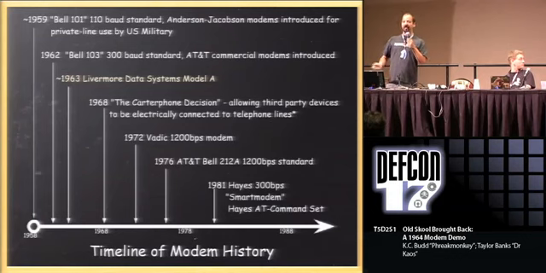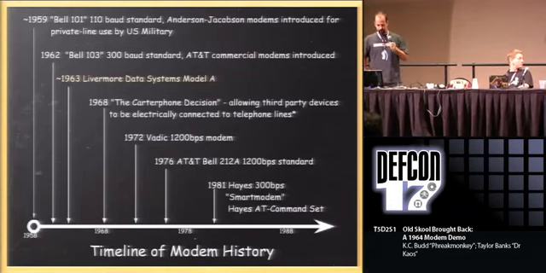So despite the fact that there were 75 baud teletype machines prior to that, there were 110 baud Anderson-Jacobson modems prior to that. The first modems that you could buy to use on a phone line were 300 baud. That is the original oldest speed.